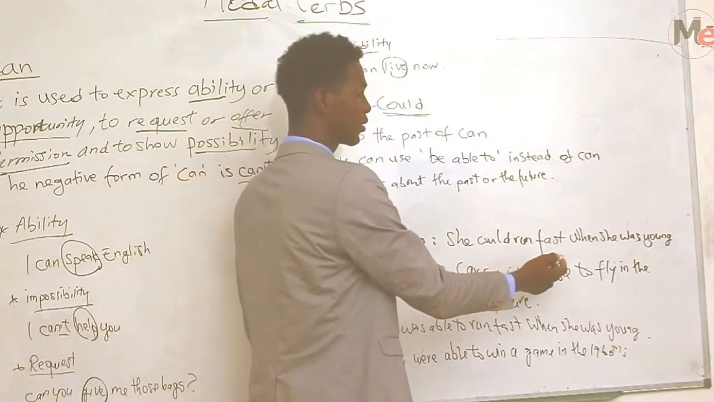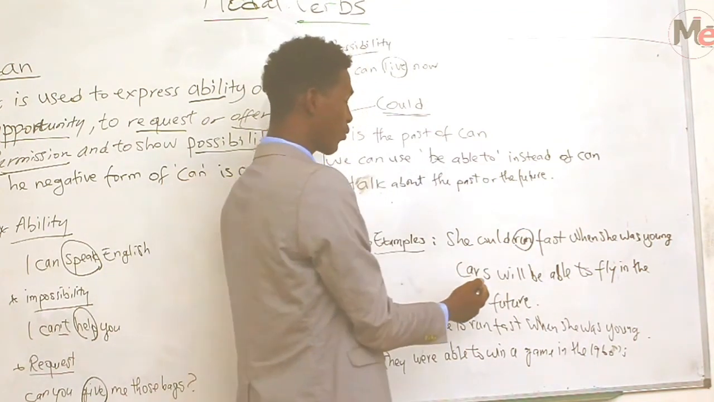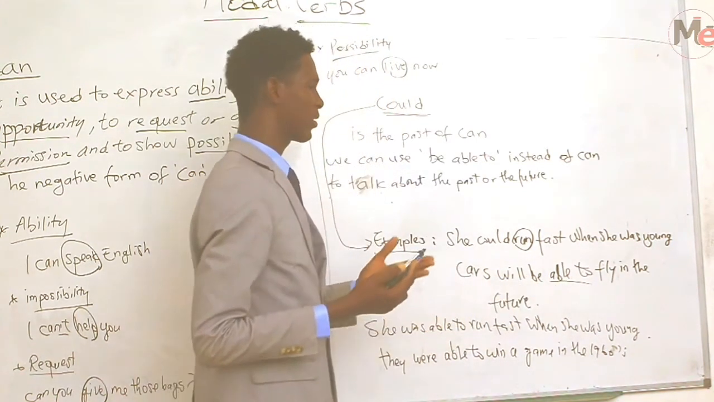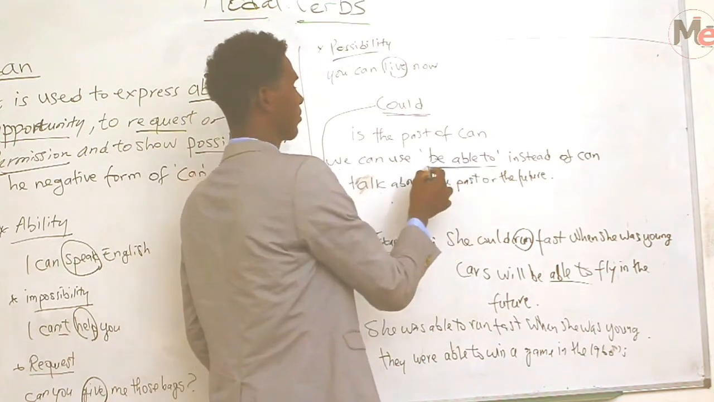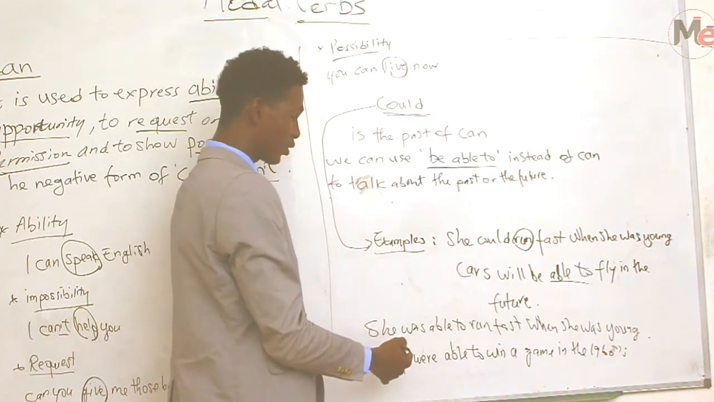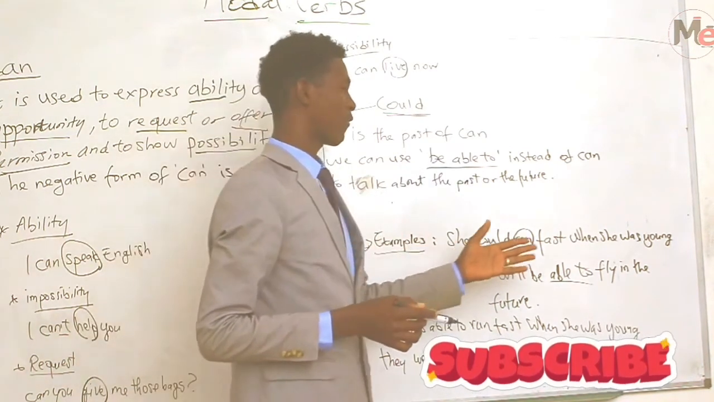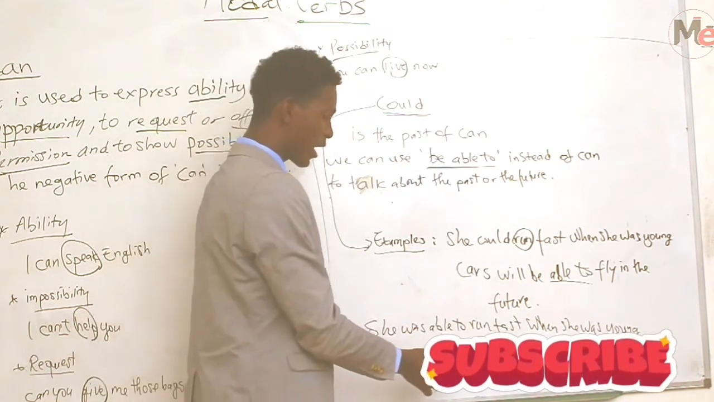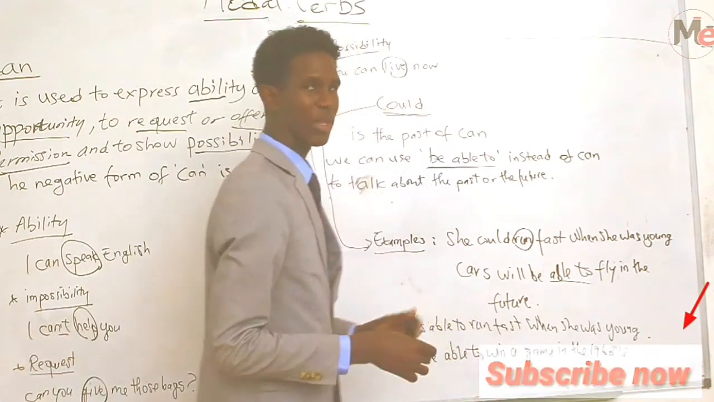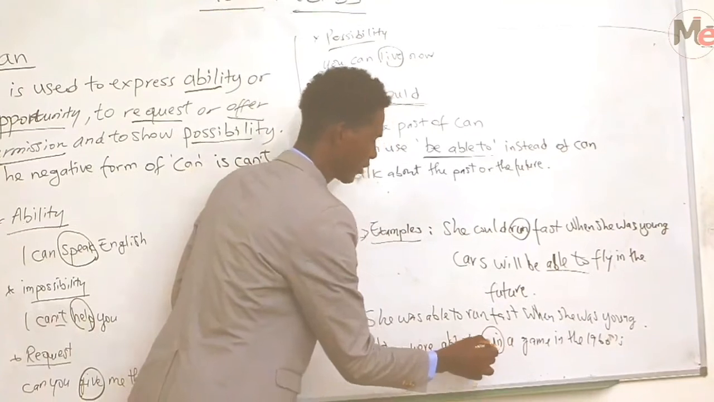She could run fast when she was young. So she could run, it's an infinitive like can. And here we have cars will be able to. This can be like be able to in the future or past. Same example: she was able to run fast when she was young. It is the same as she could run fast when she was young. They were able to win a game in the 1960s. They could win a game in the 1960s. So we can write could here. Same thing, not the infinitive.